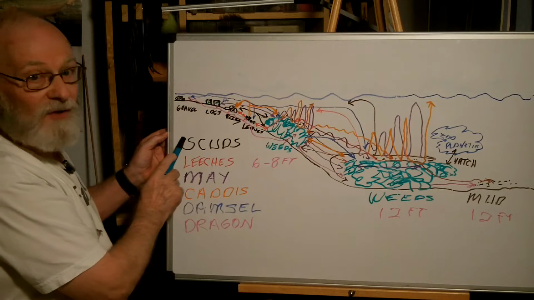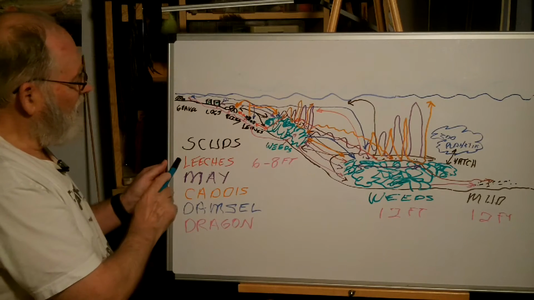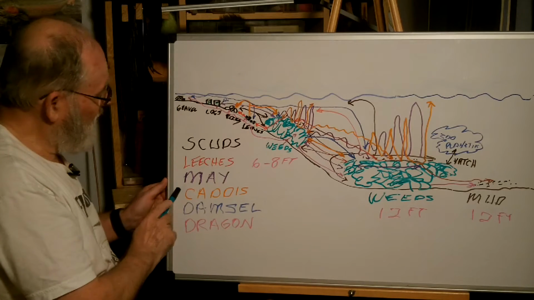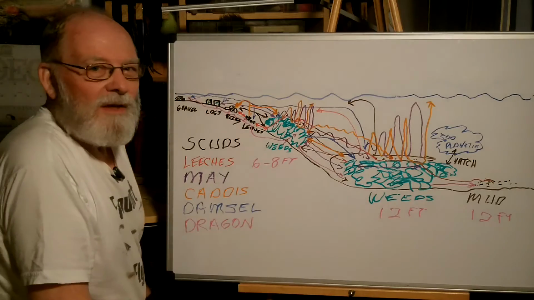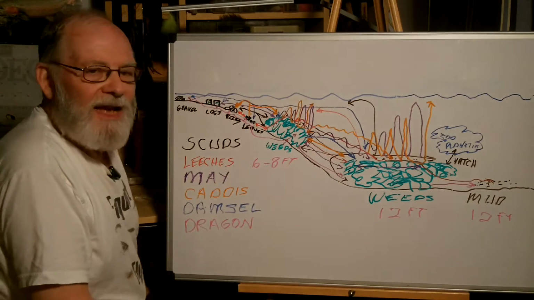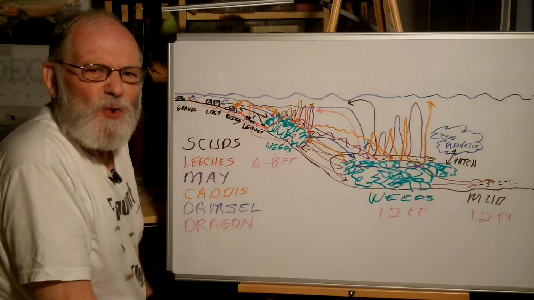I'm using different colors to identify the different aquatic foods. You've got scuds, leeches, mayflies, caddis, damsel, and dragons. Now I don't include chironomids. In lakes, chironomids usually are about size 18 to size 22.